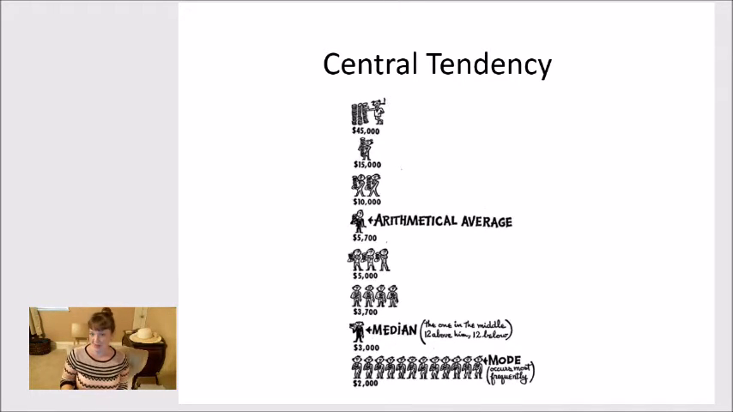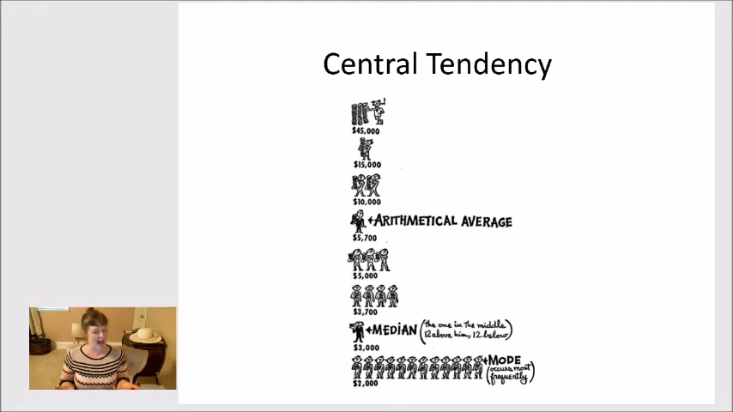Then you have the median, and that's the score that is directly in the center of the scores, meaning quite literally there's the exact same number of scores above it as there are below it. If you count, you'll see that there are 12 above this person's monthly income and 12 below. And so the score of 3,000 becomes the median because the same number of scores is above and below it.